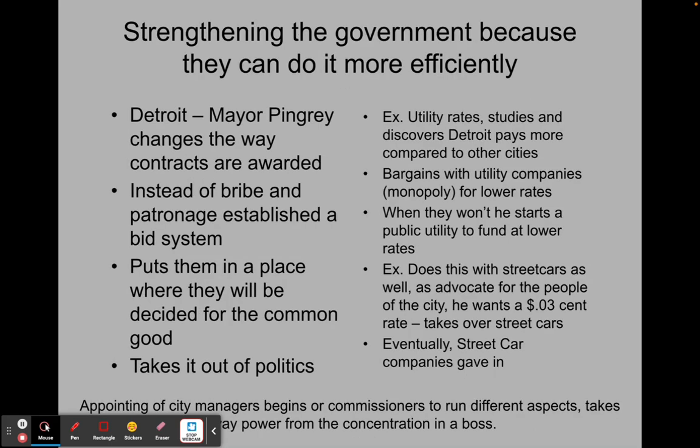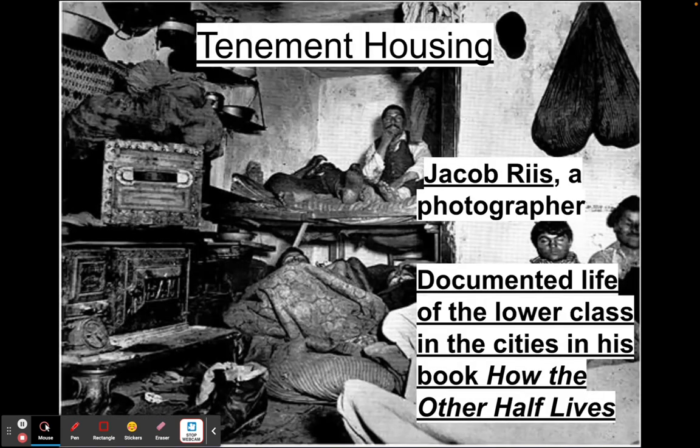So we begin strengthening local governments because they can do things more efficiently and have a bid system in place. They decide things for the common good. So you have cities that become in charge of utility rates, bargaining with companies for lower rates, streetcars, companies taking things over, having the government run things in order to make things more efficient, meaning they operate easier and also make things more affordable to the working person.